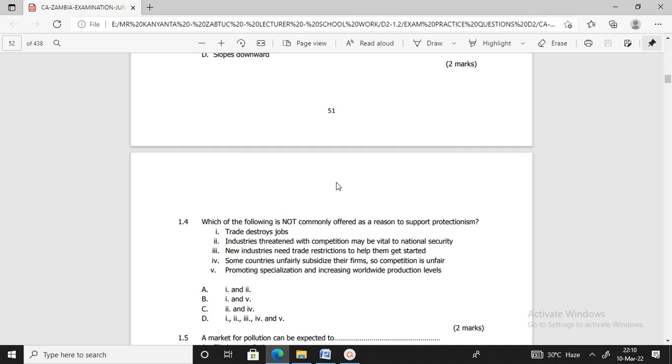Then number five, promoting specialization and increasing worldwide production levels. Actually, specialization is a reason for supporting international trade. It's not a reason that is given to support protectionism. So the correct options there are 1 and 5. So the correct option is option B.